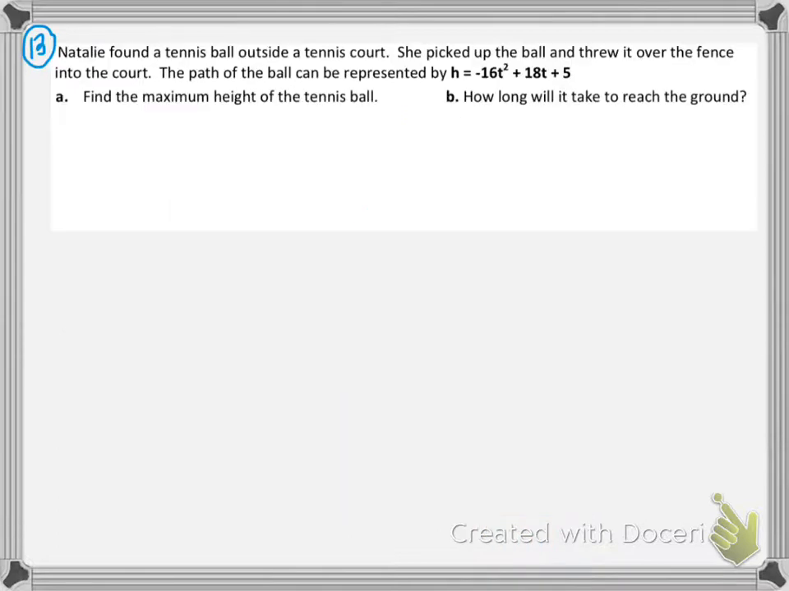Okay. Alright, let's do this one here. This is a projectile motion one. So Natalie found a tennis ball outside of a tennis court. She picked up the ball and threw it over the fence into the court. The path of the ball can be represented by h equals negative 16t squared plus 18t plus 5. Find the maximum height. So anytime you have that, that means that is the vertex.